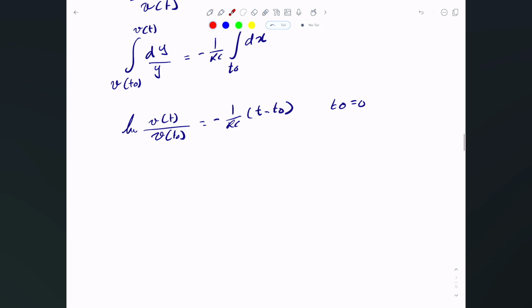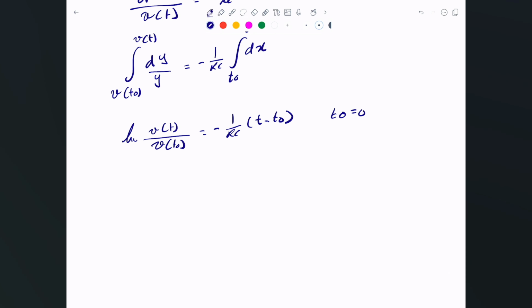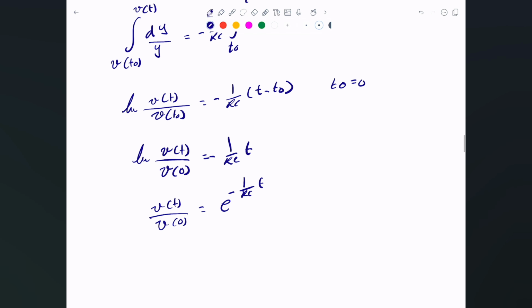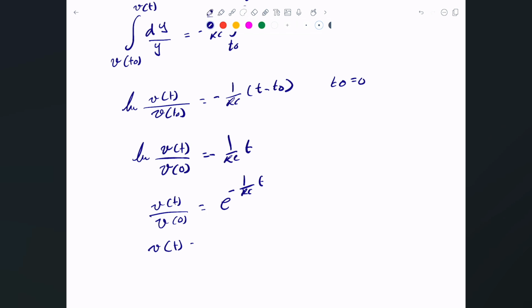Okay, so if t0 is 0, that will simplify the equation a little bit, so that will become the natural log of v of t over v0 equals negative 1 over RC of t. Okay, now if we take the exponent of both sides, we'll end up with v of t divided by v0 equals e to the negative 1 divided by RC of t. Okay, and now v of t, which is the solution, is simply v0 e to the negative 1 over RC t.